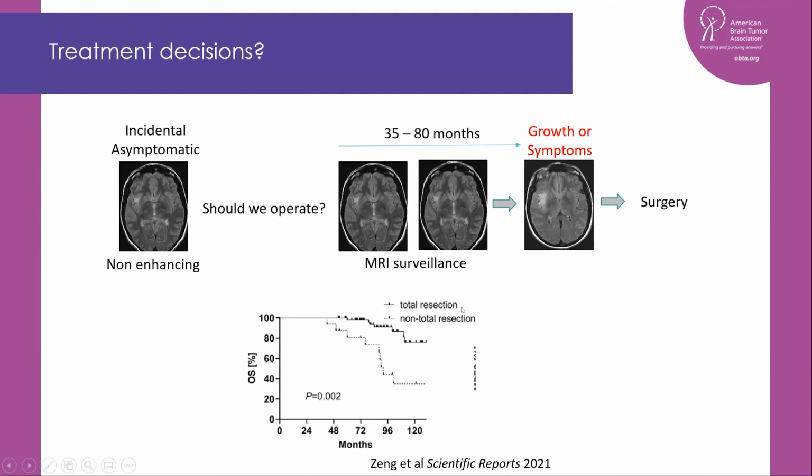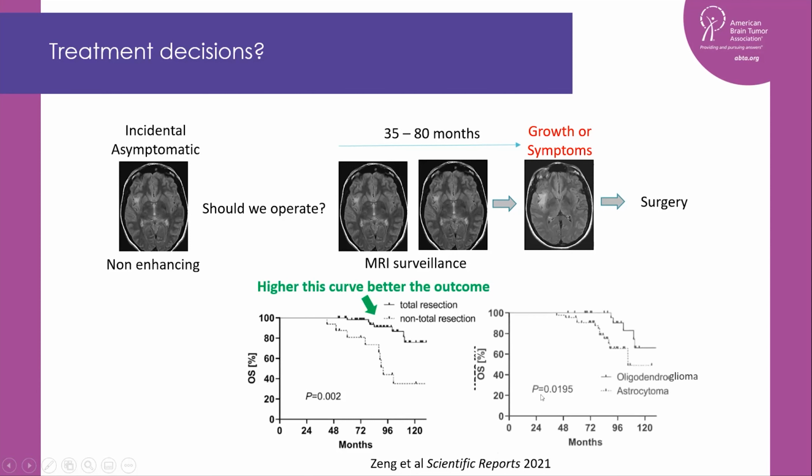If it was a tumor, there was also data here from studies that taking out all of the things that you can see here, everything can be removed. That generally ends up with people doing better. And again, higher the curve, better the outcome, versus if you're not able to take all of that.